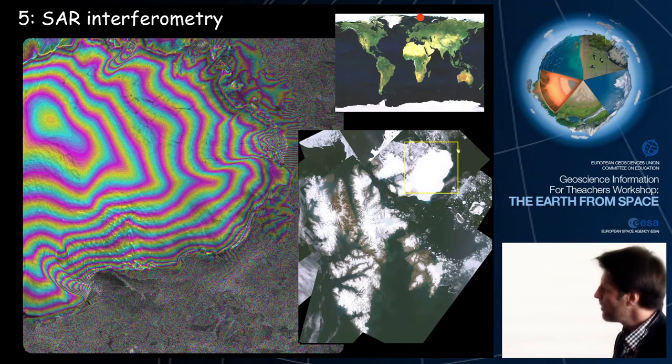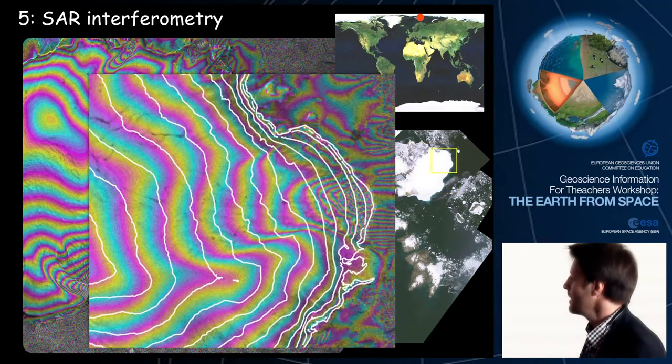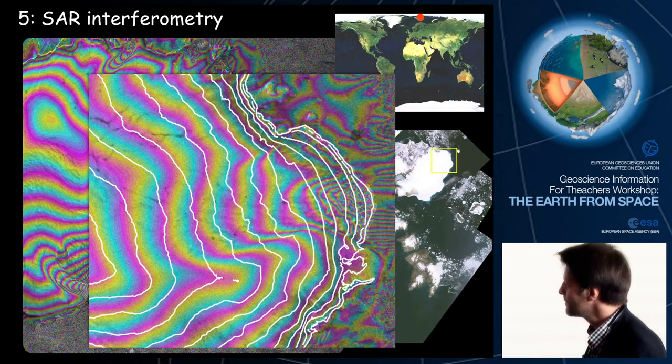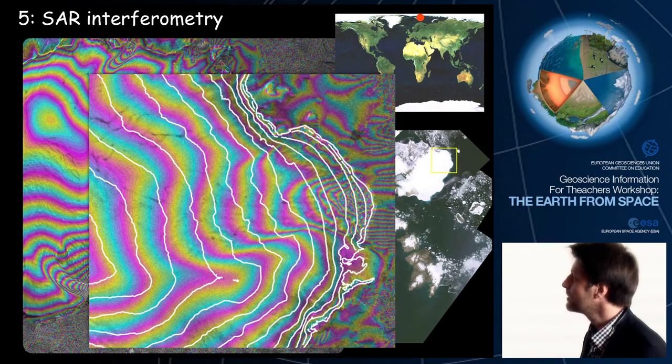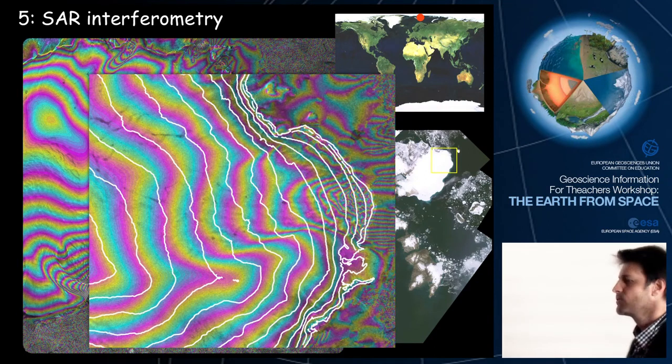There's one small problem. If I zoom in here and overlay the real contour lines, you see it's quite parallel here. So the interferogram, these fringes, these color cycles, match the contour lines quite well here and here and here, but not here. Here's an offset. This is due to glacier flow.